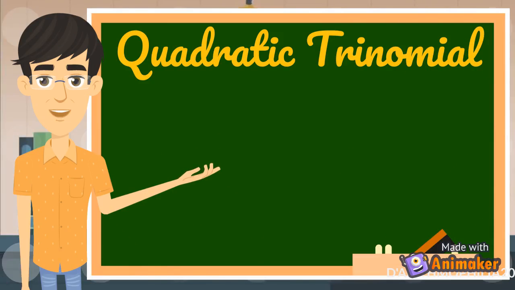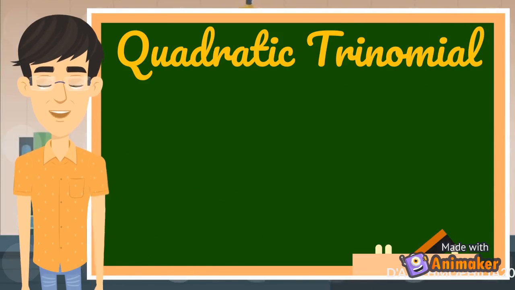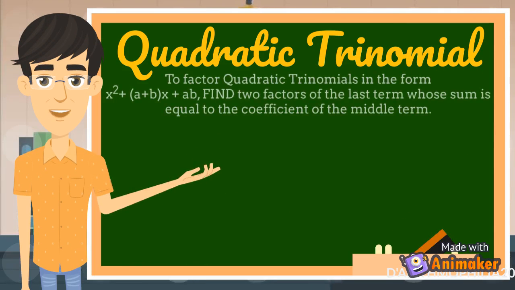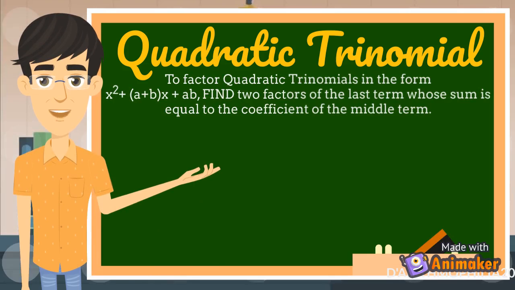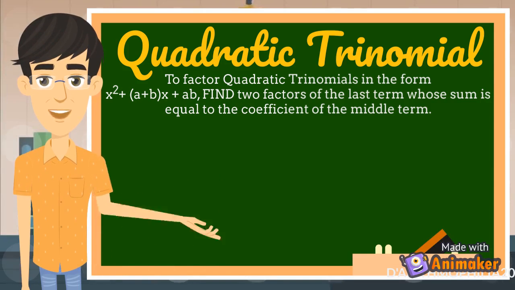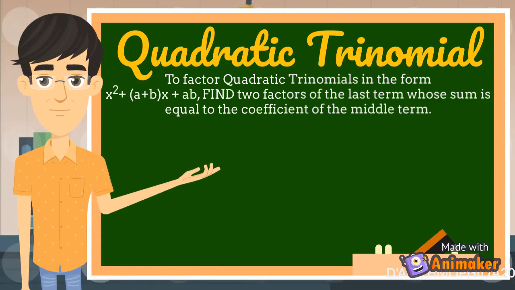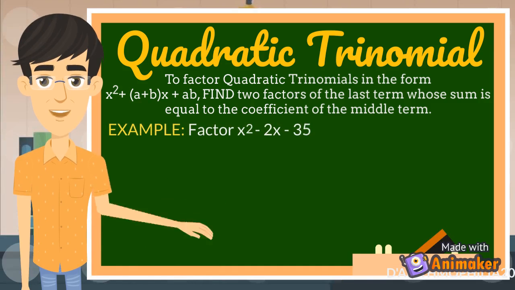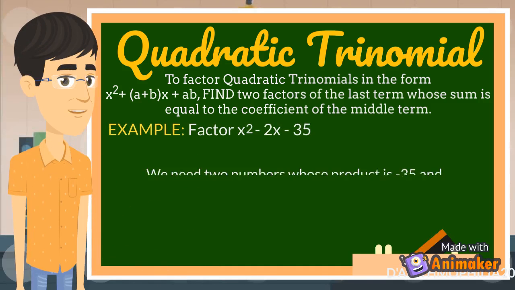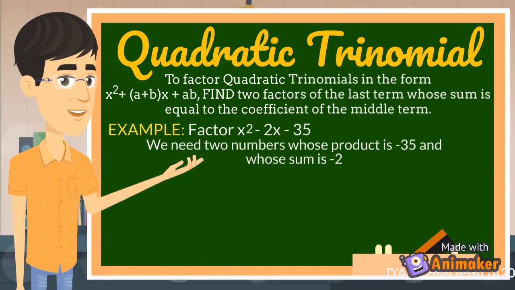The next technique is what we call factoring quadratic trinomial. To factor a quadratic trinomial in the form of x squared plus the quantity a plus b times x plus ab, we need to find two factors of the last term whose sum is equal to the coefficient of the middle term. To better understand this, let us consider this example. Factor x squared minus 2x minus 35. Again, we need to find two numbers whose product is negative 35 and whose sum is negative 2.